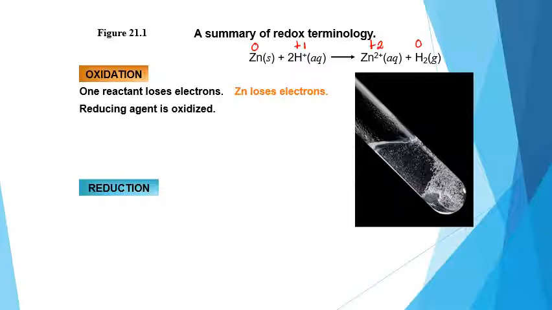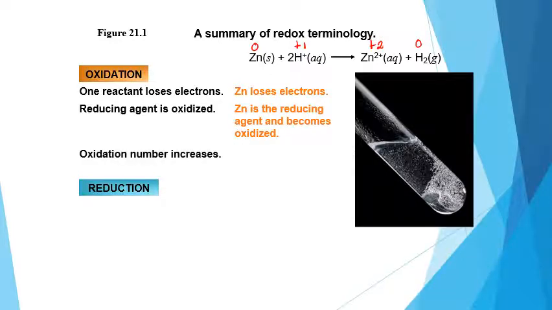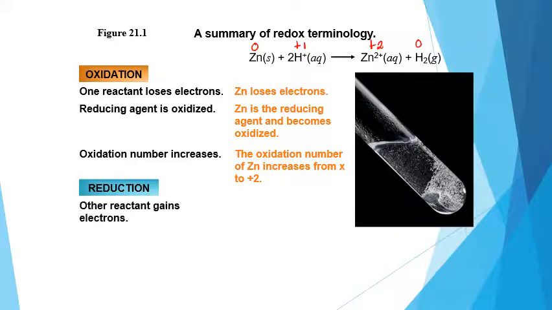So one reactant loses electrons, in this case the zinc loses electrons. Therefore, when the substance loses electrons, it is oxidized. Therefore, it is a reducing agent once it is oxidized. So zinc is the reducing agent and becomes oxidized. So there is an increase again of the oxidation number. The oxidation number of zinc increases from 0 to positive 2.